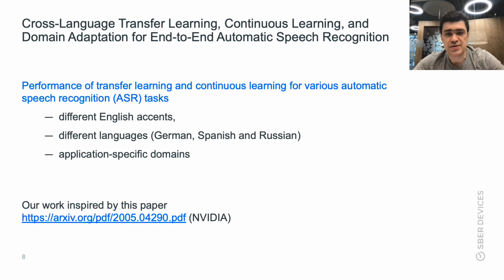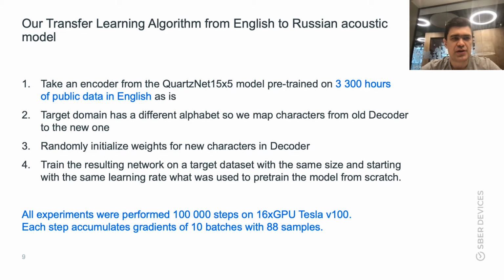In this paper, they analyze 3 use cases for transfer learning: different English accents, different languages, German, Spanish and Russian, and application-specific domain. Our transfer learning algorithm from English to Russian acoustic model is following. We take an encoder from QuartzNet 15x5 model as is, which is pre-trained on 3,300 hours of public data in English.